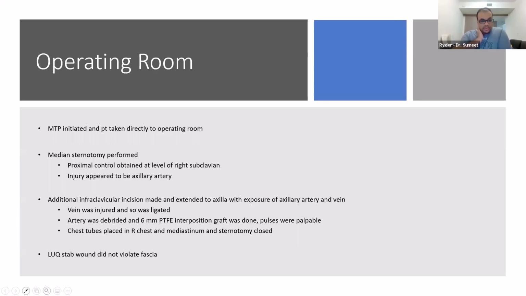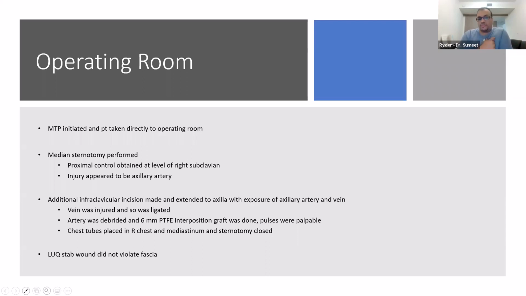So he was started on massive transfusion protocol and taken directly to the operating room where sternotomy was performed and we obtained proximal control. I forgot to note here, the pericardial sac was opened and there was no pericardial effusion. And then it turned out that the injury was to the axillary artery. The stab wound seemed to direct a little bit away from the middle of the chest, which obviously we could not appreciate at the time.